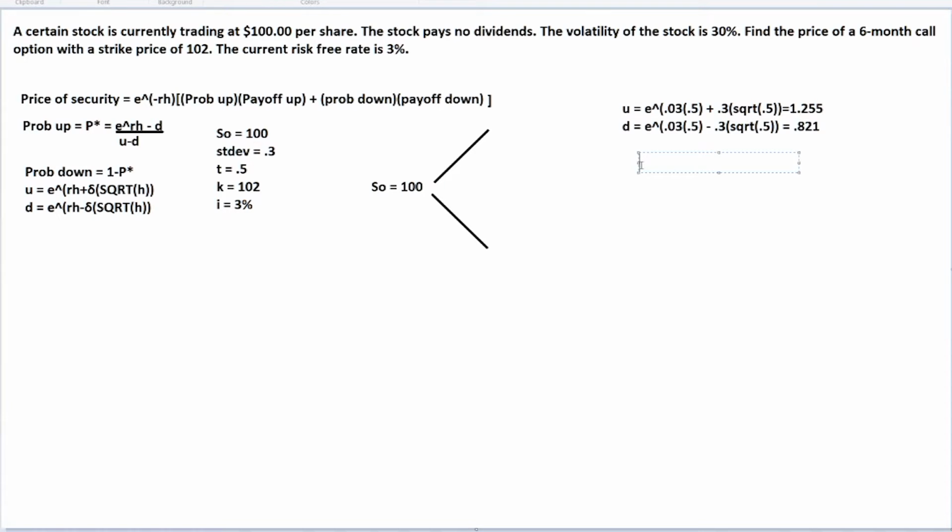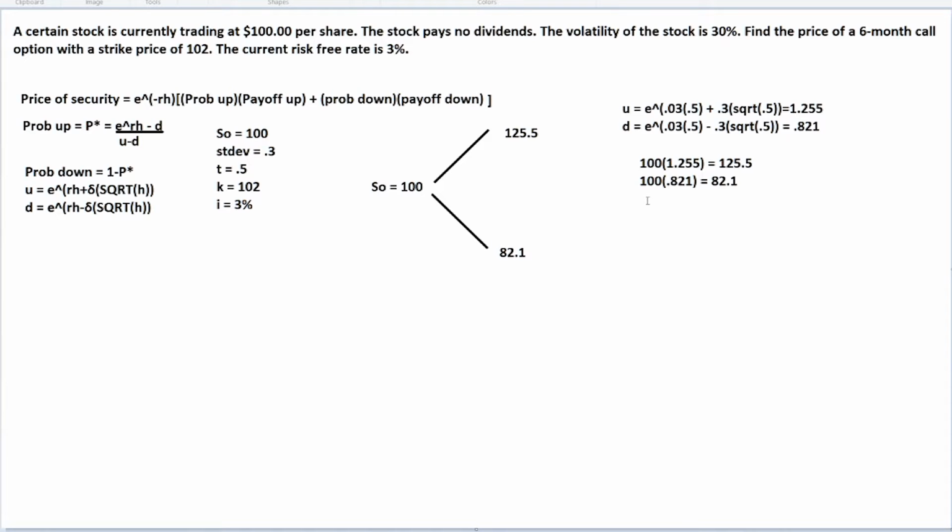So 100 times our up factor, which is 1.255, we're just going to get our stock goes up to $125.05. 100 times our down factor is 0.821. We get that our stock goes down to 82.1. So I'm just going to fill in the blanks here, 125.5 and 82.1.